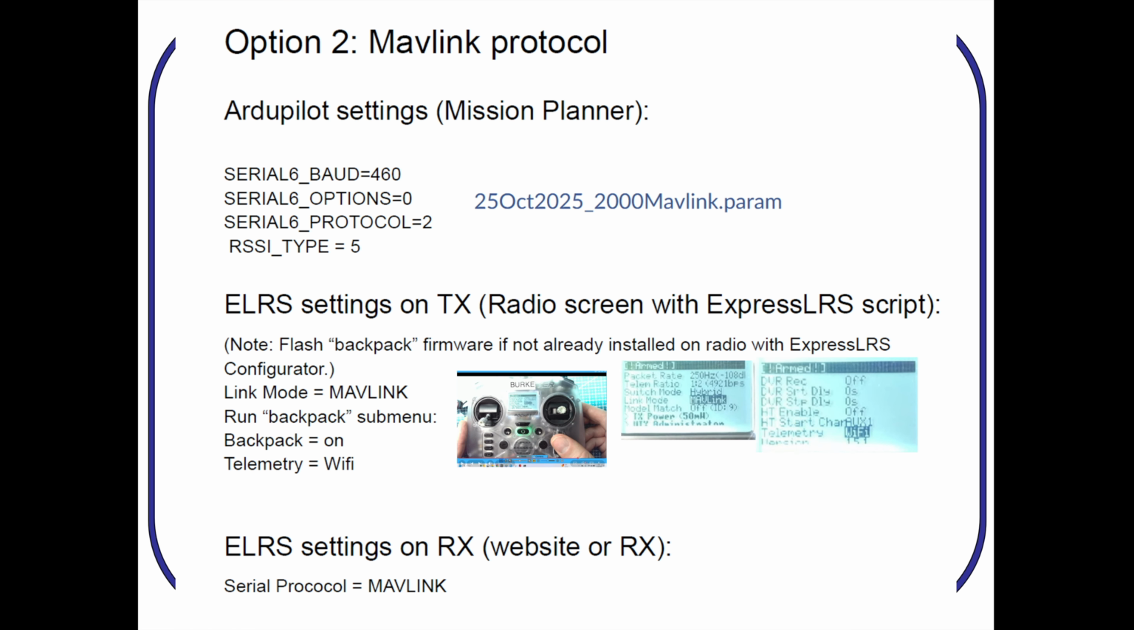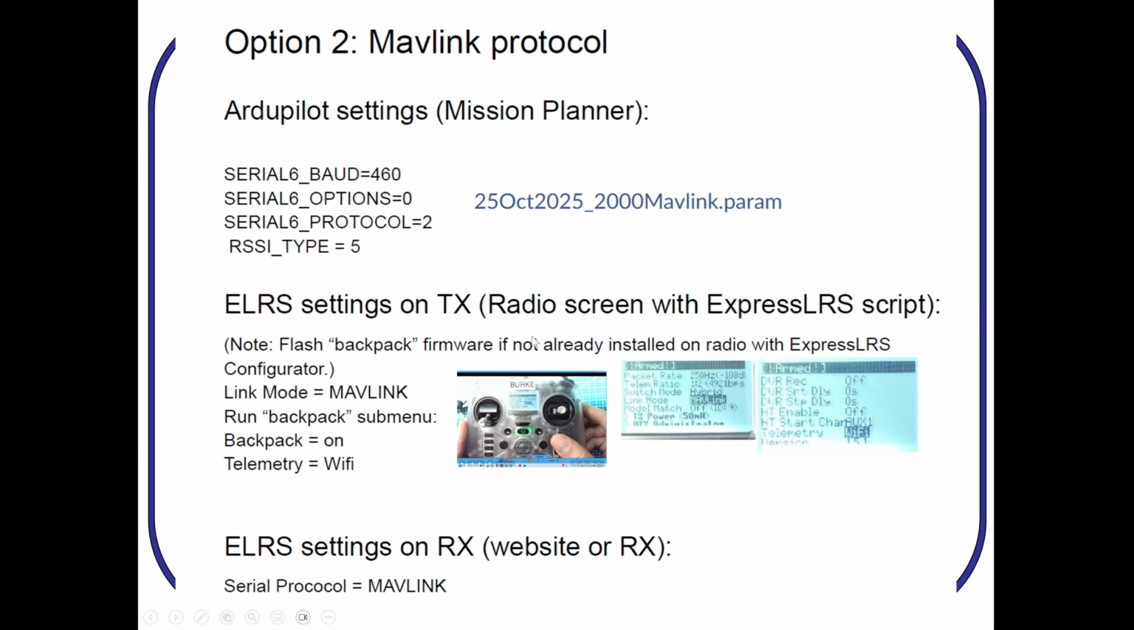All right, so to use Mavlink and ExpressLRS, here are the settings. In ArduPilot, you have to tell the radio to use protocol 2, which is Mavlink. So you have to tell the flight controller to expect Mavlink packets from the radio receiver on the drone. It's not expecting Crossfire anymore. And everybody has to be speaking the same language. So that's the flight controller.